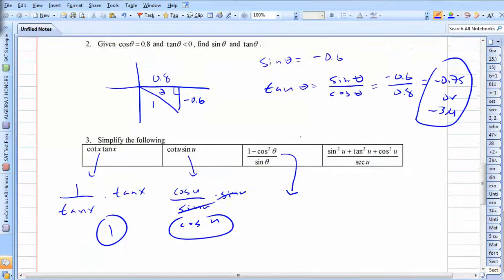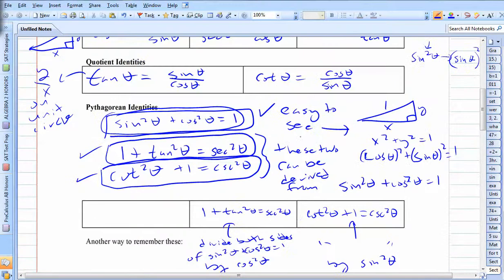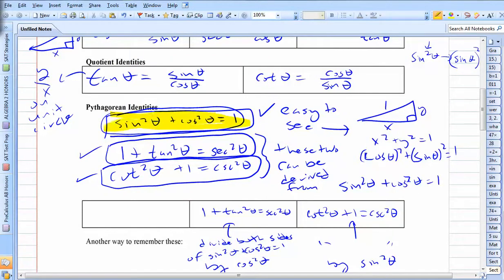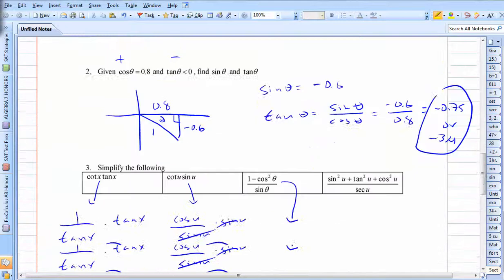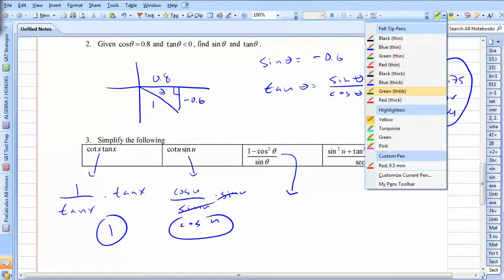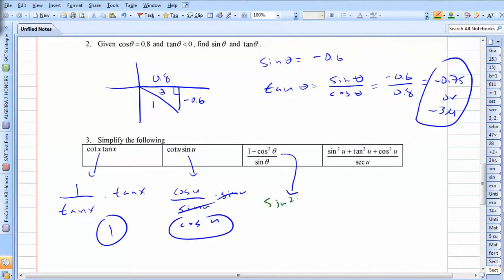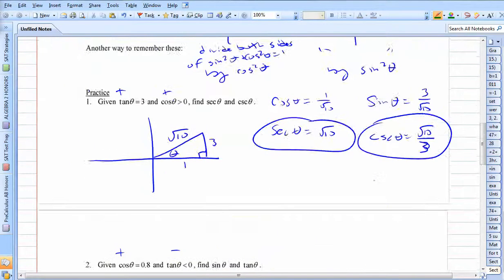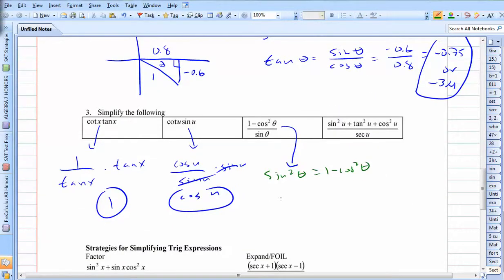Now if we go back and look at one of the Pythagorean identities, this is actually one of the most crucial ones. This one right here, very, very important. If we think about it, we know that sine squared theta has to equal 1 minus cosine squared theta. That's if we just simply subtract cosine squared theta from both sides. So when we have 1 minus cosine squared theta over sine theta, that will be the same thing as saying sine squared theta over sine theta, which just gets us sine theta.